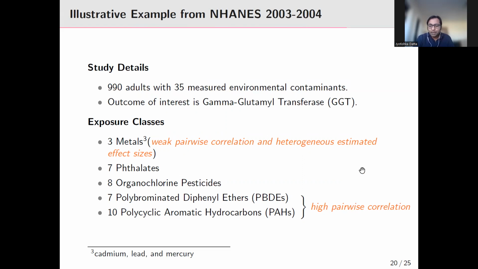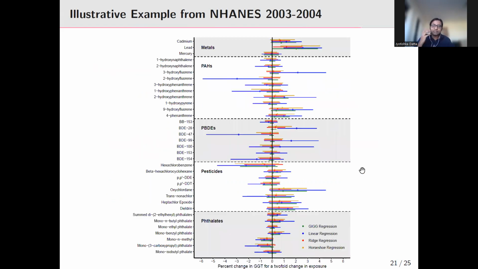Now, what happens? This is a comparison of the 4 different candidates. We have gig regression, we have linear regression, ridge regression, and the original horseshoe without any grouping mechanism. If you look at the metals now, which is where you have very weak correlation, then it turns out that the gig regression does much better than linear regression or ridge. You have shorter credible interval, but there is not that much of a pronounced difference between horseshoe and gig, which is expected because of the weak correlation.